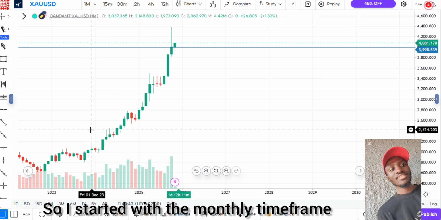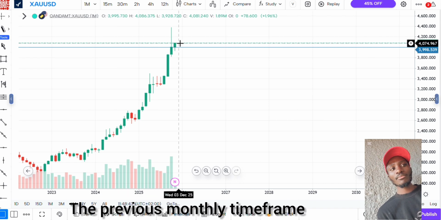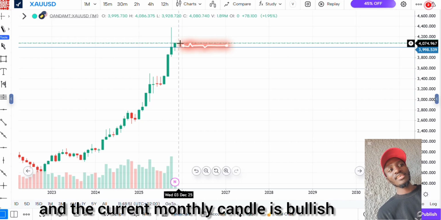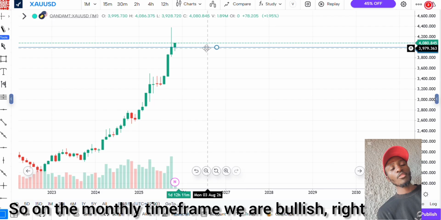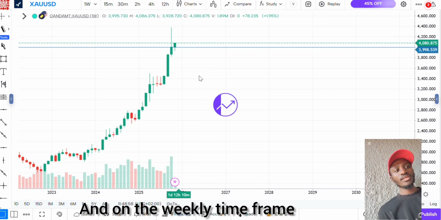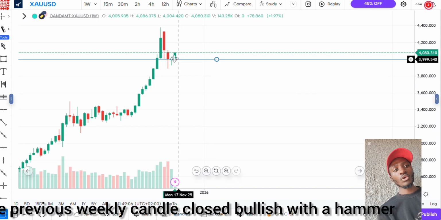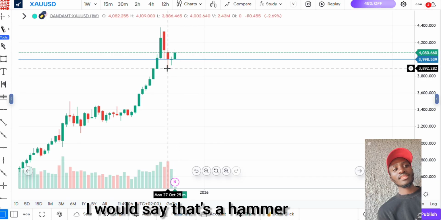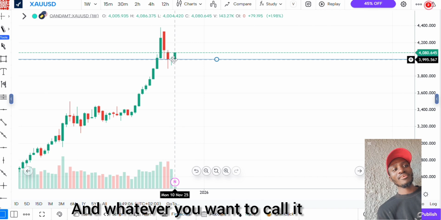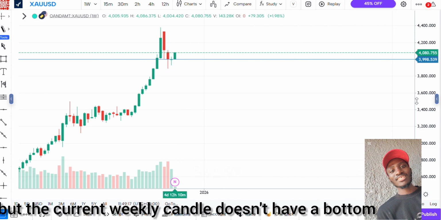So I started with the monthly time frame, and on the monthly time frame you can see that we are bullish. The previous monthly candle closed bullish, and the current monthly candle is bullish. And on the weekly time frame you can see that we are also bullish. The previous weekly candle closed bullish with a hammer. Whatever you want to call it, that's a hammer. But the previous weekly candle doesn't have a bottom.